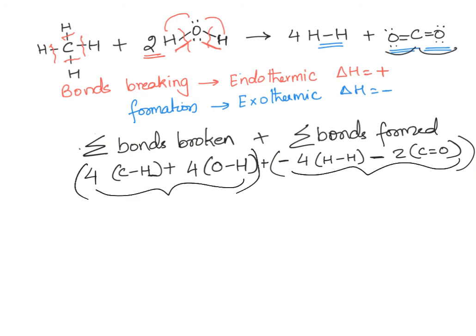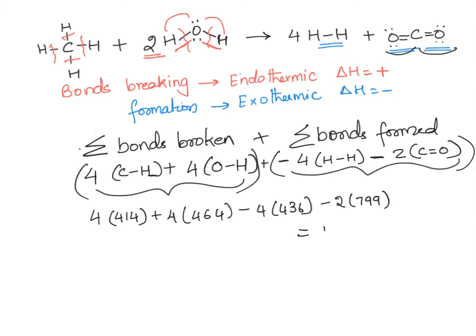So now we're going to say 4 times 414 plus 4 times 464 minus 4 times 436 minus 2 times 799, and this will come out to be 1.70 times 10 raised to 2 kilojoules. That will be the delta H for this reaction.